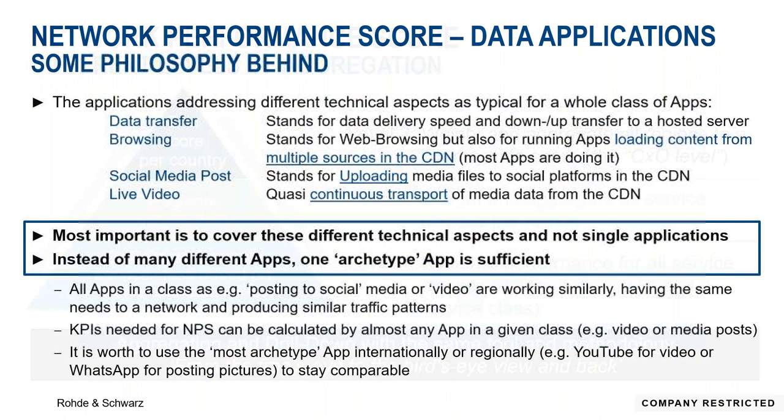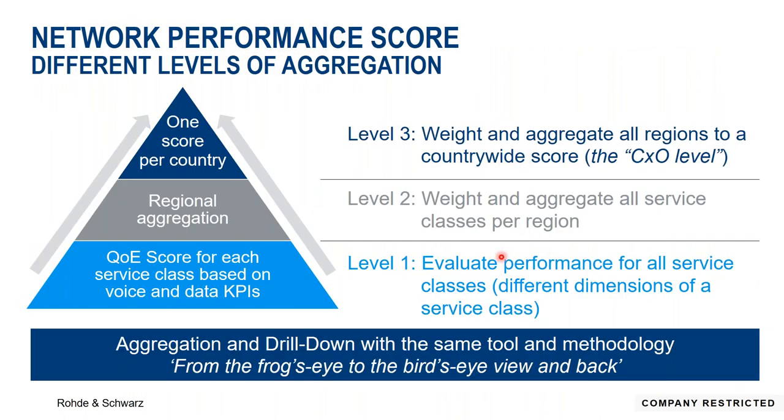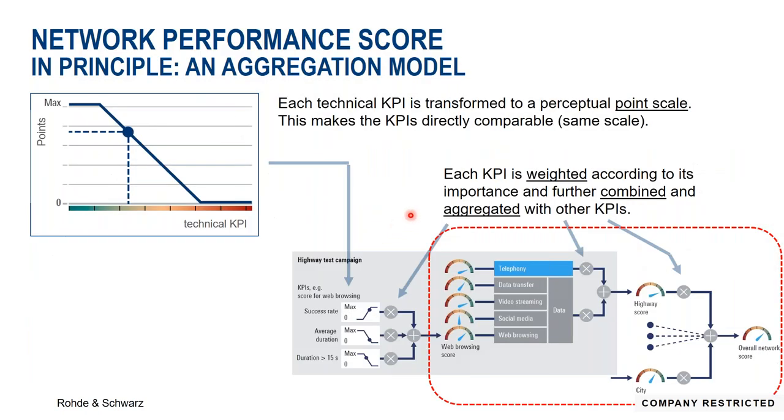Okay, so that is the overview for level one of the NPS, the Network Performance Score, which is to see what kind of KPIs there are and how to read these different KPIs together into different categories to form a score for each category. So now let's go to level two, which is to add all these categories together to form an overall score for each region.